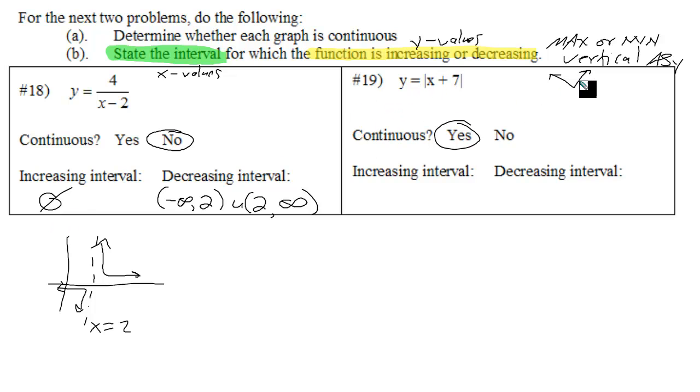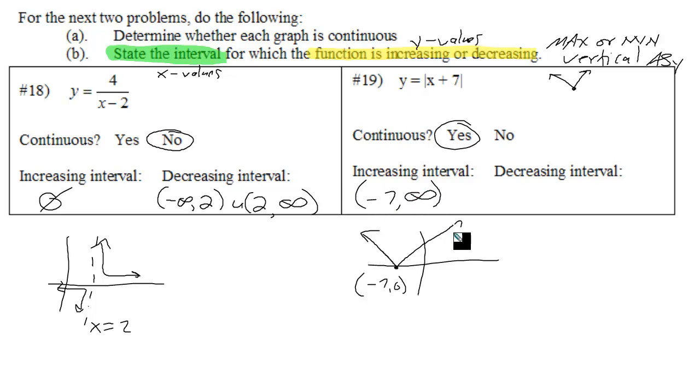Number 19, we can see here that the parent graph is decreasing until it gets to the vertex, and then it's increasing after that. It's at the minimum. Well, where's this vertex? This plus 7 translates it to the left 7. So negative 7, 0 is the minimum. So this graph is increasing from negative 7, not including it, forever to the right. This part of the graph is going up. This part, from going left to right, it's going down. So that's from negative infinity to negative 7.